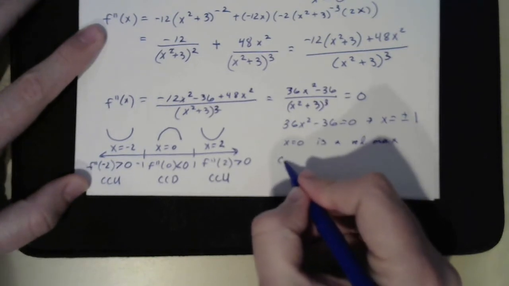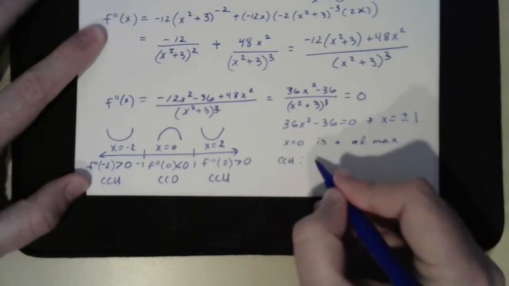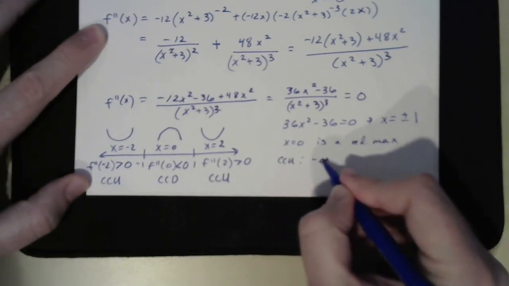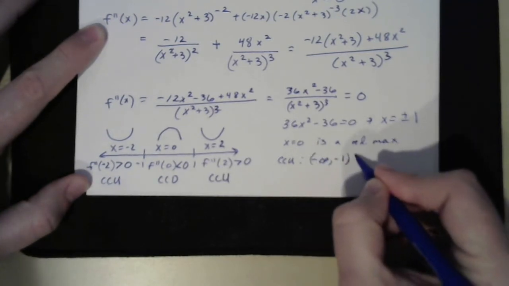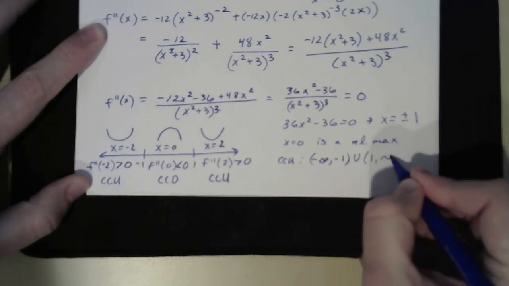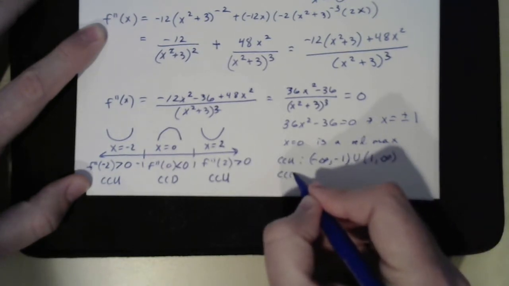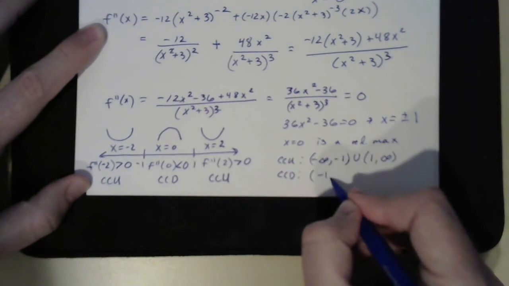It also tells us we are concave up from -infinity to -1, union 1 to infinity, and we are concave down from -1 to 1.